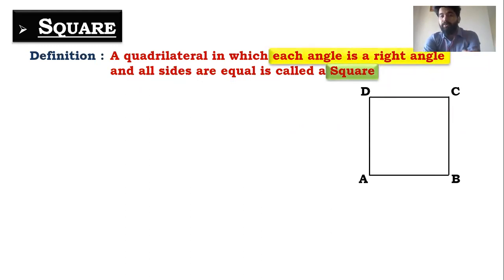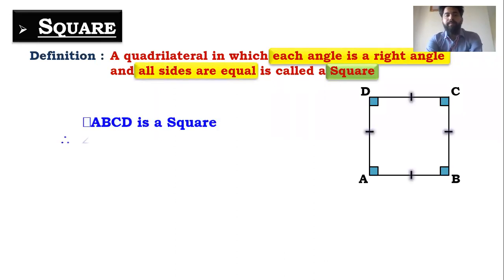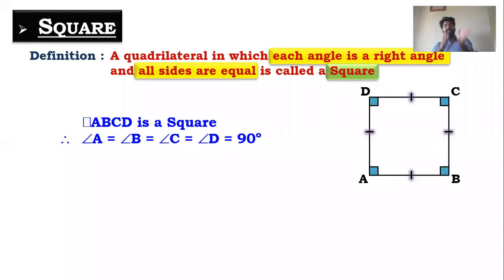So since this is a square, सारे angles 90 होंगे and all sides are also equal. ठीक है? So angle A is equal to angle B, which is equal to angle C, which is equal to angle D. All four of them will be equal to 90 degrees and all the sides are going to be equal to each other. ठीक है?